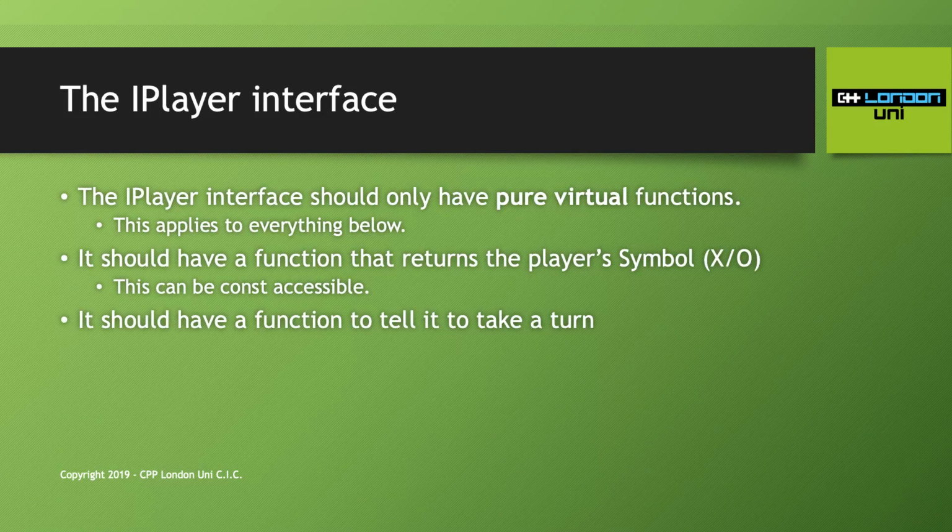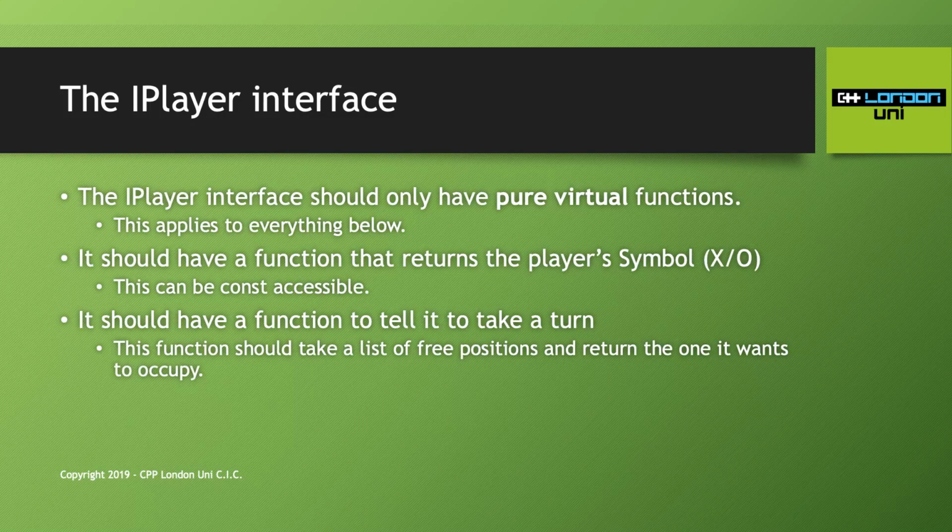And of course you want a function to tell it to take a turn, right? So the function will need to be told what positions are available, and then it can return which one it wants to occupy. So my human player implementation will also use that data. The interface is just declaring the function.